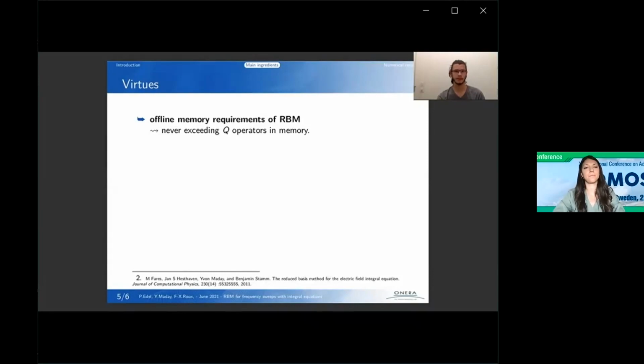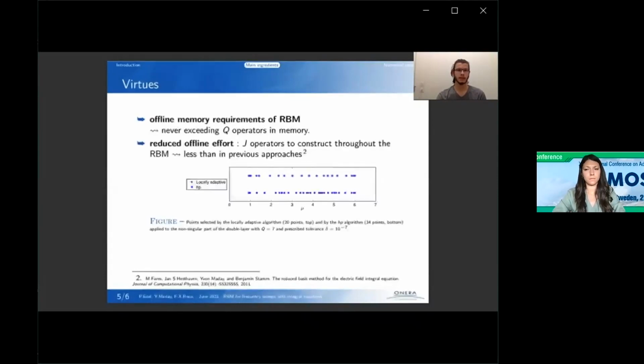This is very interesting because each operator is a complex, unsymmetrical, and fully populated operator due to its integral nature, and this remains absolutely relevant when compression is used, typically when the operator is an H matrix. Next, we note that the overall number of operators that need to be assembled throughout the offline stage is considerably reduced compared to previous approaches.